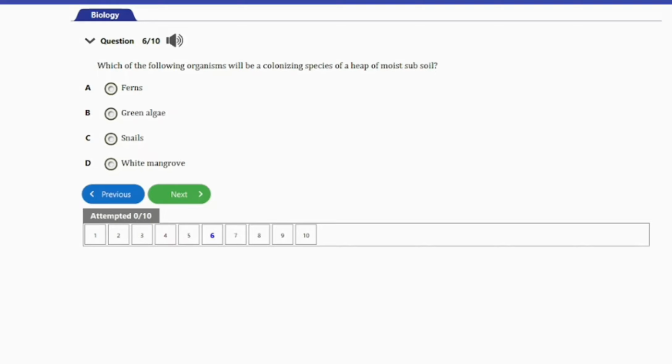That's question number 6 here. It says, which of the following organisms will be a colonizing species of a heap of moist subsoil? We have A. Ferns, B. Green algae, C. Snails, D. White mangroves. So guys, the answer to this question is option B here, and that's the green algae. So let's go ahead and consider the next question, guys.